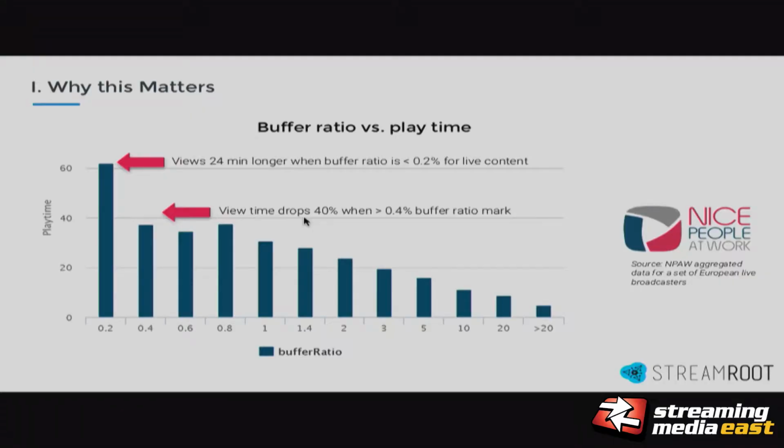So why does this matter? It's probably quite obvious to all of you that user experience is extremely important, and that viewers are less and less tolerant of rebuffering and poor video quality. And just to give some statistics from the analytics provider Nice People at Work, we see that view time drops up to 40% when there's over a 0.4% rebuffering rate. So this does matter. This has a concrete effect. The design of these algorithms has a concrete effect on your platform and the success of your platform.